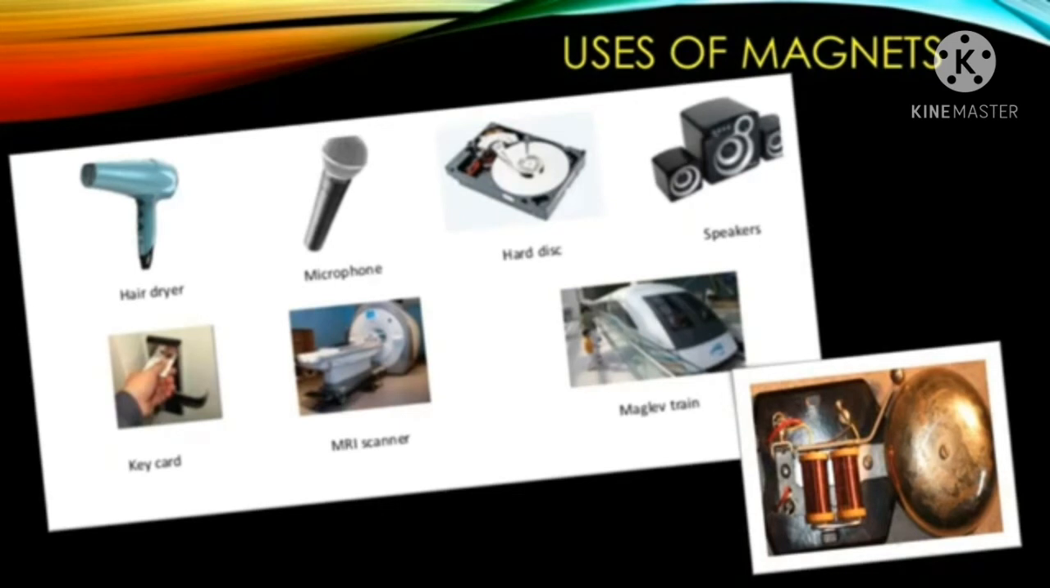Magnets are used in magnetic compasses, which are used to find directions. A mariner's compass consists of a pivoted magnetic needle. It is used by sailors for navigation.